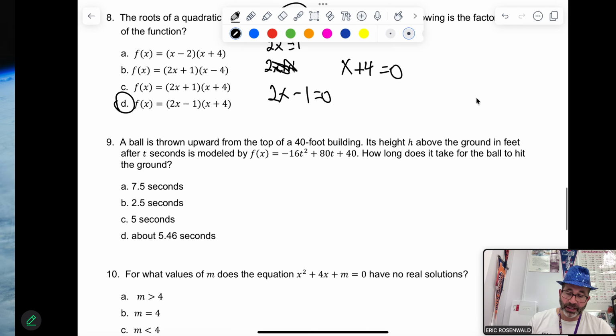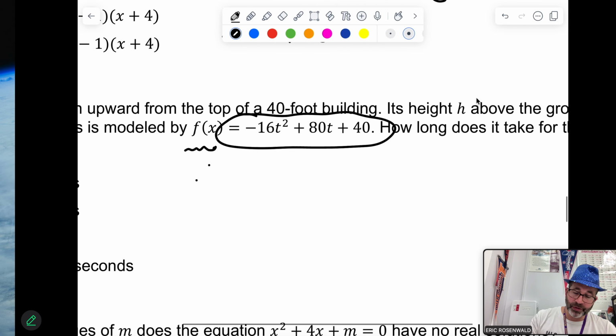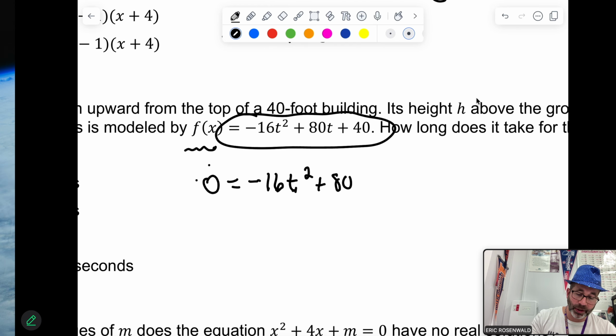For number 9, it says that this is basically just a quadratic. We have this equation right here, and we want to know when does it hit the ground. That means we're looking for when the height is equal to 0. So we have 0 is equal to negative 16t squared plus 80t plus 40.